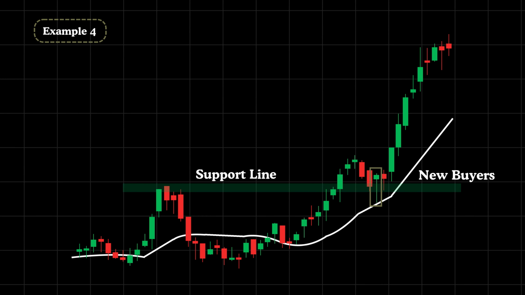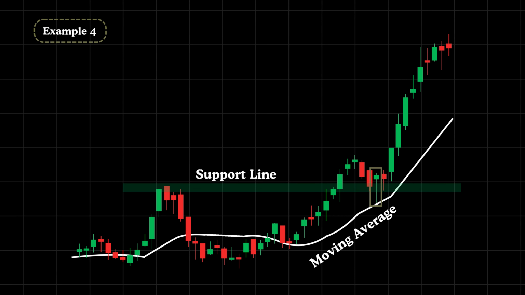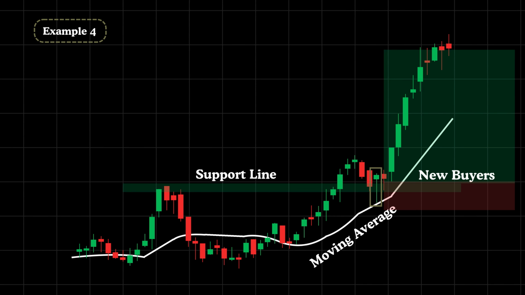Here, the price sustains its uptrend by taking support from both the prior high level and the moving average moving up from below. In this case, the hammer candle serves as a fresh entry opportunity for new buyers. You can initiate a long trade entry here by combining the candlestick pattern with the key level from price action.